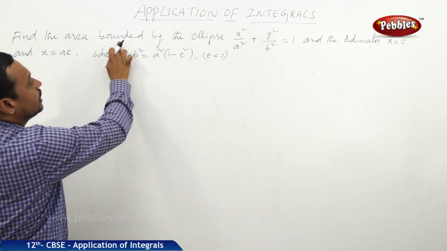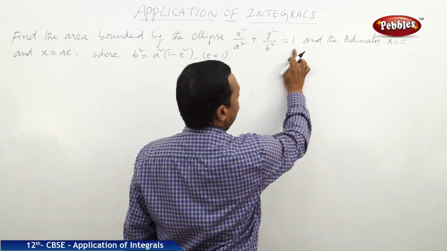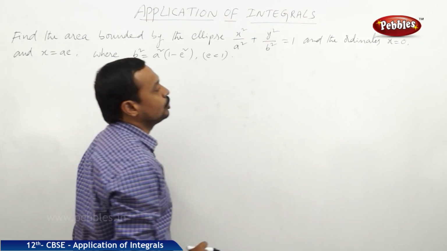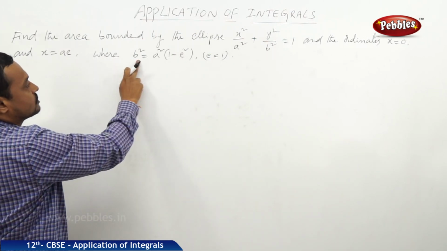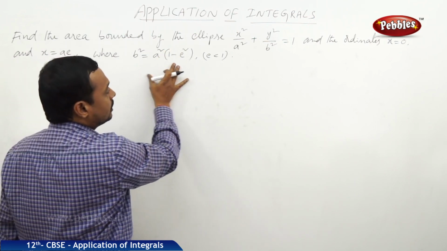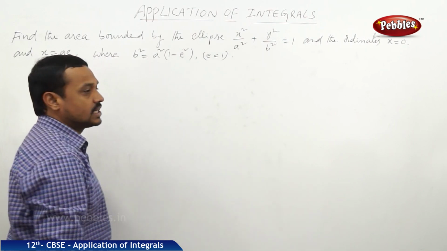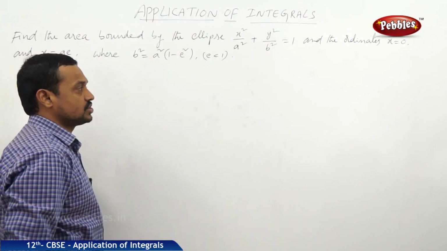Find the area bounded by the ellipse x square by a square plus y square by b square is equal to 1 and the ordinates x is equal to 0 and x is equal to ae, where b square is equal to a square into 1 minus e square. Of course, it is a well known condition in ellipse, and e less than 1 also, the eccentricity is always less than 1 in an ellipse. Now these two are default conditions.